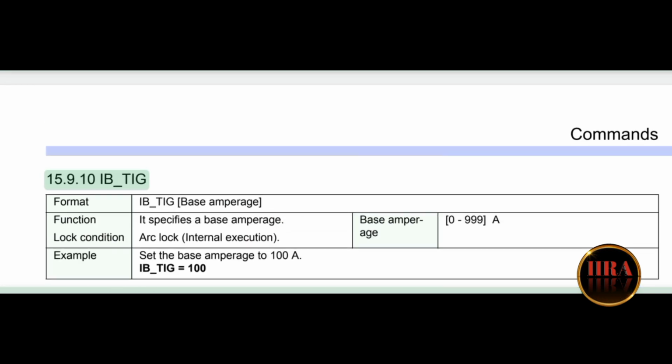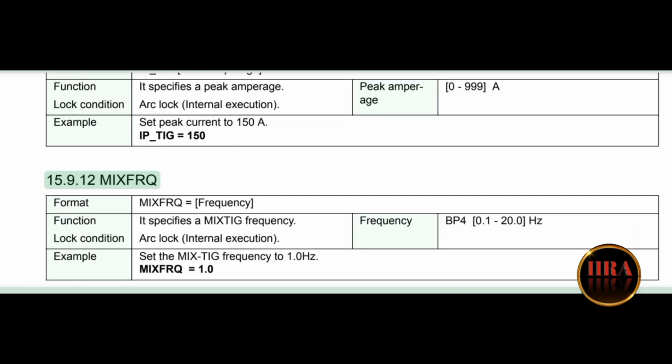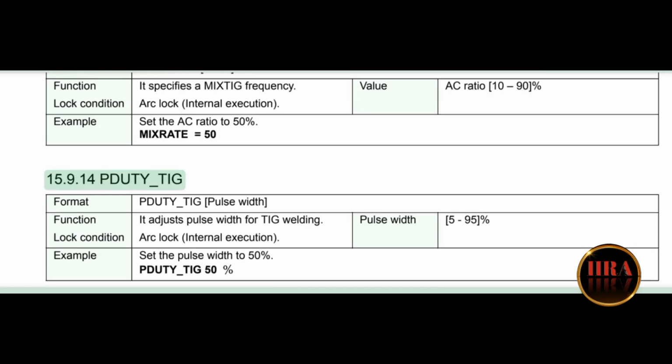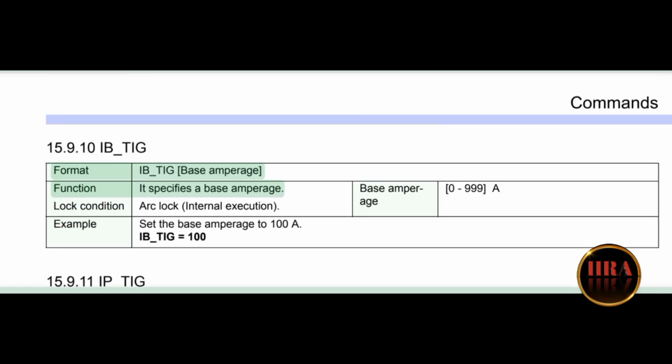15.9.10 IP_TIG. 15.9.11 IP_TIG. 15.9.12 MIXFRQ. 15.9.13 MIXRATE. 15.9.14 PTYPE_TIG. 15.9.15 PFRQ_TIG. Format: IP_TIG base amperage. Function: it specifies a base amperage.